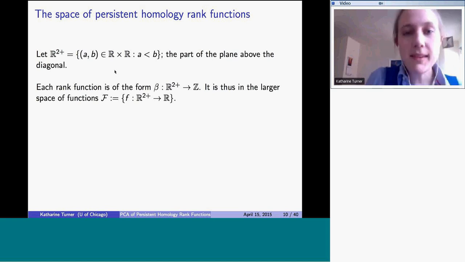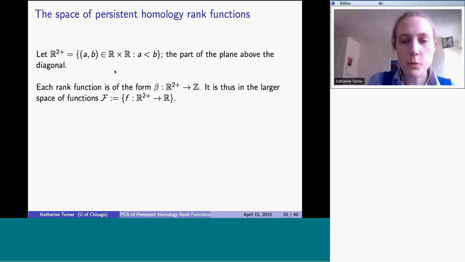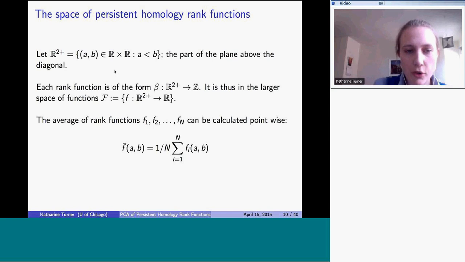The space of possible rank functions will be functions that go from above the diagonal in the plane to the positive integers and have some sort of monotonicity condition. But we won't really restrict ourselves to that space. We're going to put it inside that larger space of real valued functions above the diagonal. This is a nice happy space. Averages are trivially defined and calculated because you can just take the average pointwise.